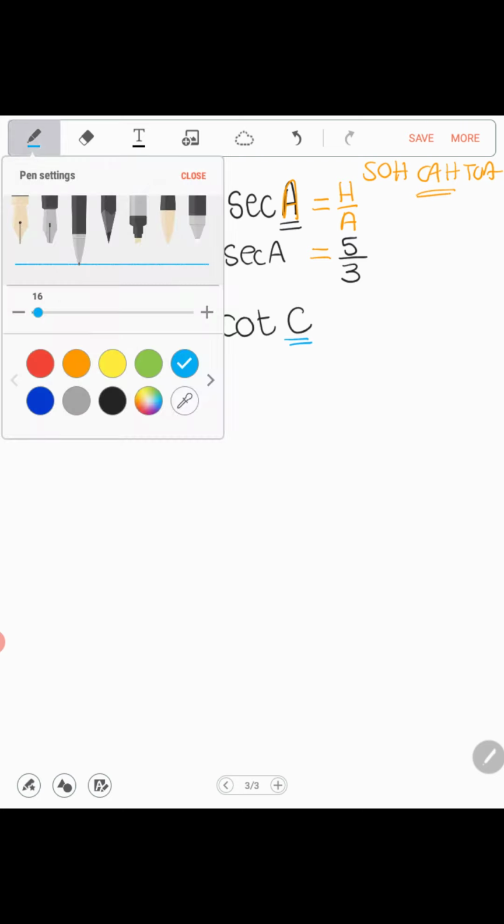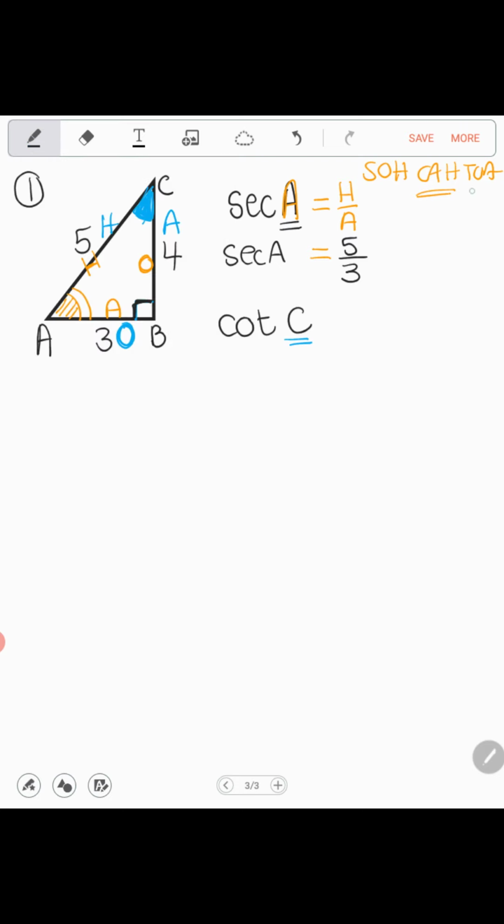All right, then we have to remember, what does cot go with? Cot goes with tan. Tan is opposite over adjacent. So cot is adjacent over opposite, which then will be, looking at the blue ones, 4 over 3. And you can just read off your ratios as usual. You just have to remember which goes with which.